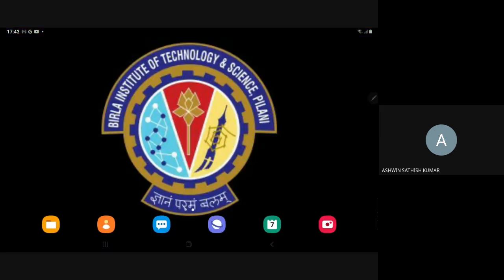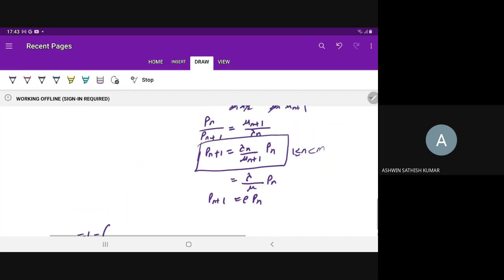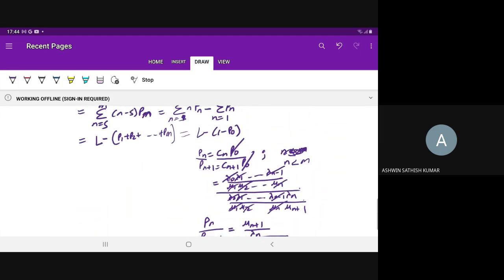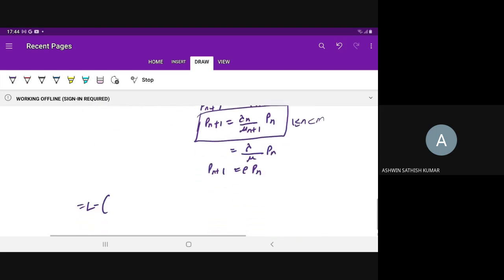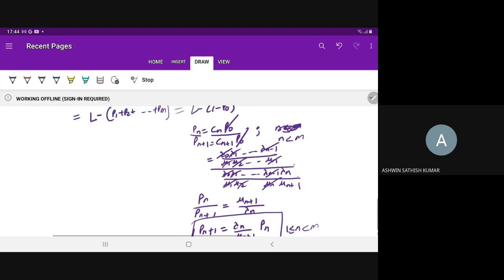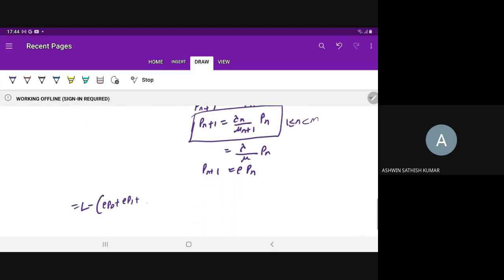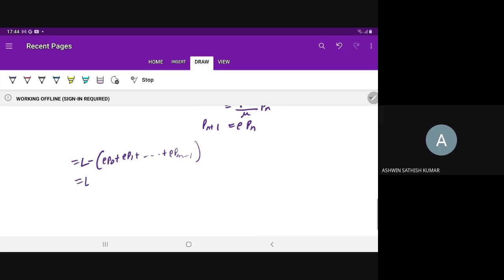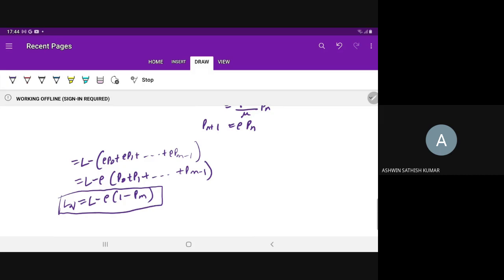as L minus. Now in the bracket, what do we have? P1 can be written as rho P naught. P2 can be written as rho P1. And last we have the PM. PM can be written as rho PM minus 1. So if you take the rho common, inside we have the P naught, P1 and PM minus 1, which can be written as L minus rho into 1 minus PM. So that formula we use: LQ is equal to L minus rho into 1 minus PM.